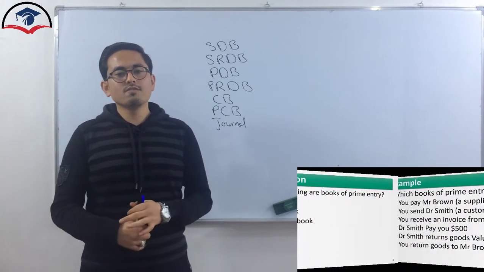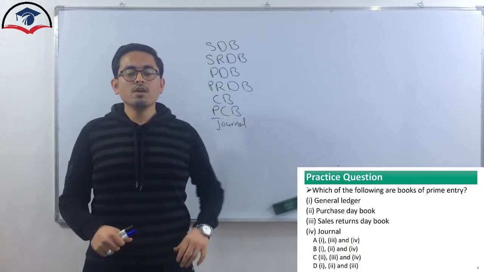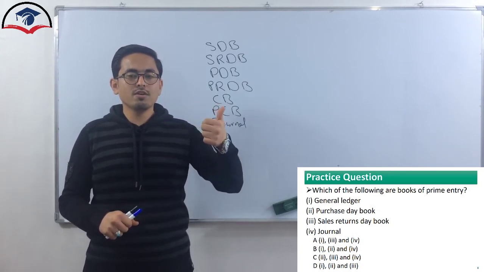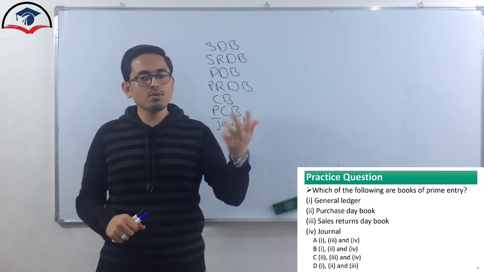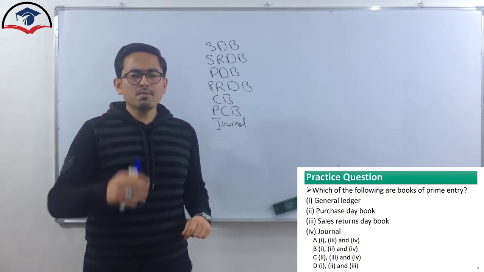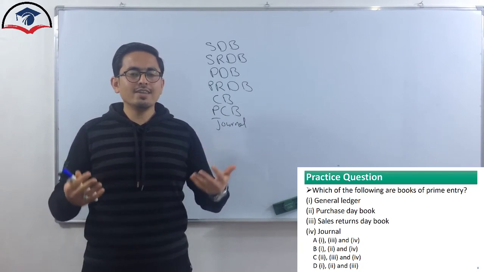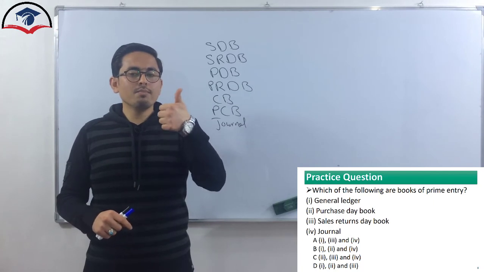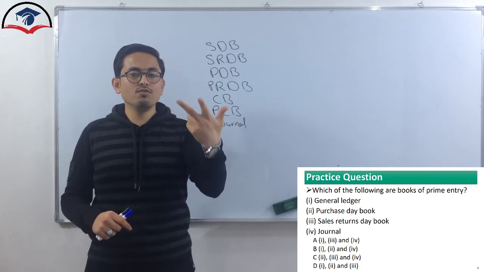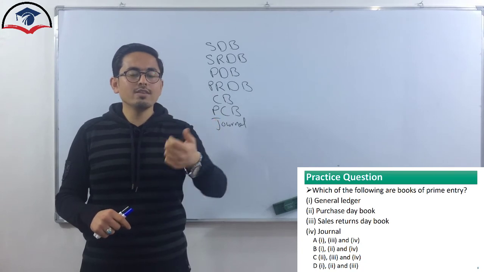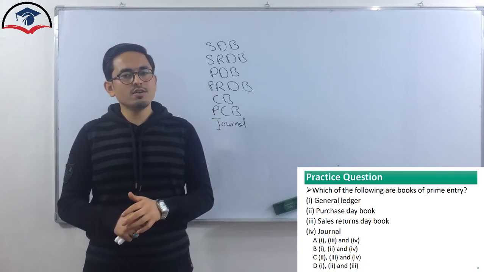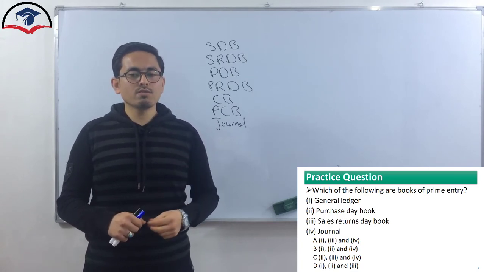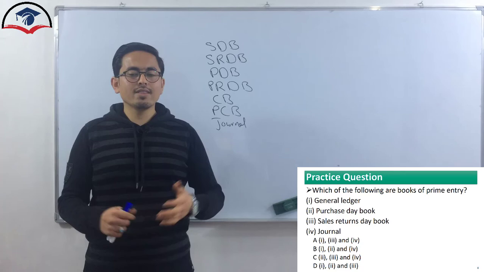As always, we're going to have some practice questions. The first one is, which of the following are books of prime entry? We have 4 options: general ledger, purchase day book, sales returns day book, and journal. I recommend you pause the video, think about that, find the answer and play the video again. But let's continue. You know the purchase day book, sales returns day book, and journal are books of prime entry, and the only option, which is the general ledger, is part of the accounting double entry system. So options 2, 3 and 4 are correct. That's why we can select option C.